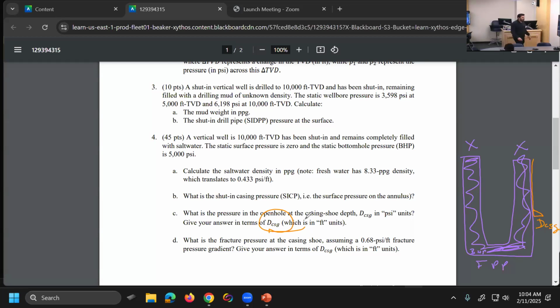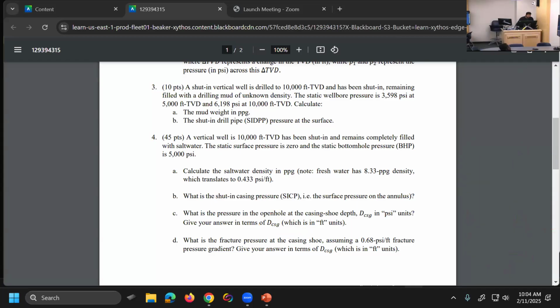Part B, what is the fracture pressure at the casing shoe, assuming 0.68 psi per foot fracture pressure gradient? Give your answer in terms of DCSG, which is in feet units. That's a little bit of a dumb question, but you will figure it out. It's very easy.